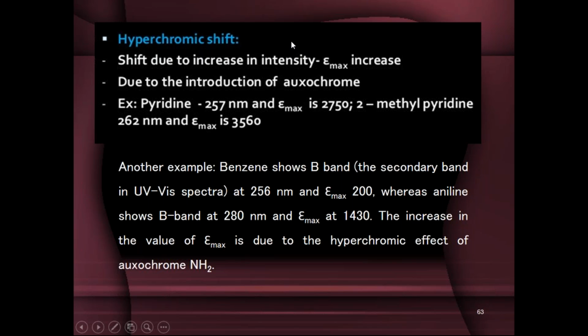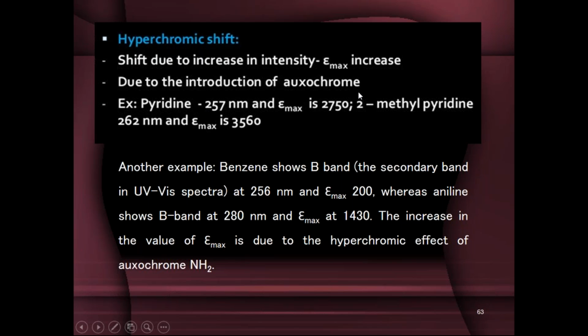It's the measure of the intensity of the absorption that is going to take place, and it represents the fraction of radiation that is absorbed. So more the absorption, greater the epsilon value. And epsilon max is the highest absorption value. So due to the introduction of oxochrome, you could get a hyperchromic effect.